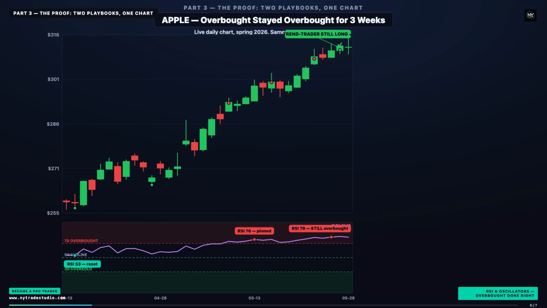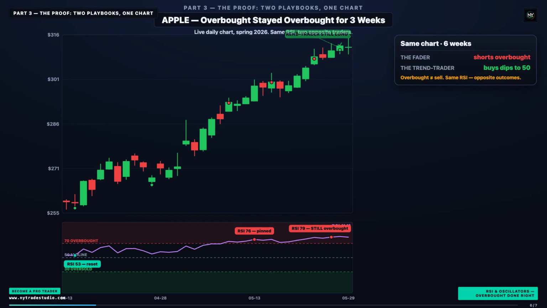So let us tally up the scoreboard after 6 weeks on one chart. The fader who fought the trend and shorted overbought took 3 straight losses and blew a hole in his account. The trend trader who bought the dips to 50 and rode the trend booked 2 clean winners. Same stock, same RSI indicator. Opposite playbooks, opposite outcomes. Overbought never meant sell. It meant the trend was strong, and strong trends are for riding.